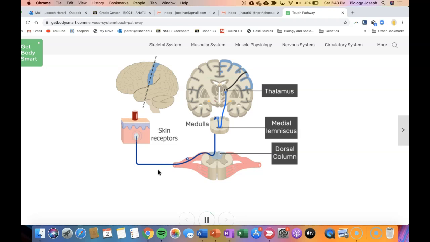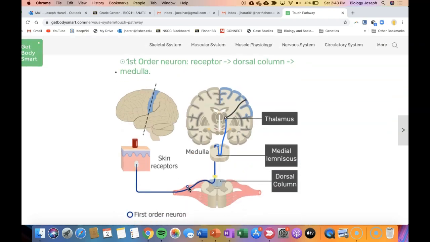And what we know about sensory receptors is that their cell body is far away. It's in the dorsal root ganglion, next to the spinal cord. And that signal is going to be sent by this first order neuron through the dorsal column of the spinal cord. So depending where in the body the skin receptor is located, it's going to activate a specific spinal nerve. That spinal nerve will then go into the spinal cord, and in the dorsal column, that nerve will go up to the medulla.